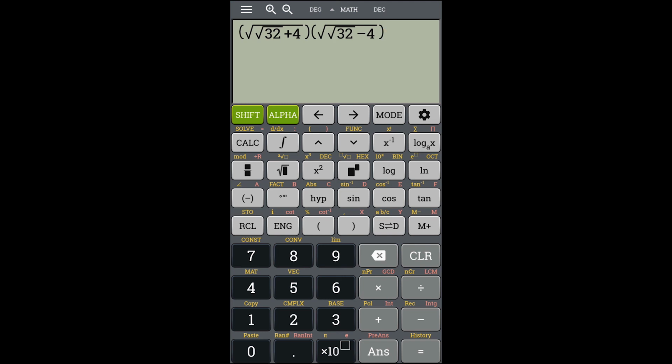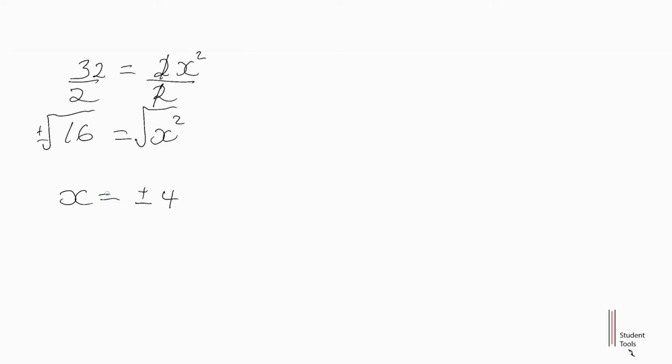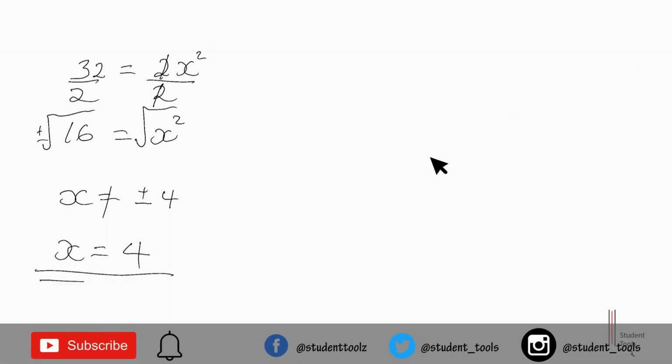Because we substituted with a 4, a positive 4, we are supposed to get an answer of positive 4. So let us see what we get. We're getting a 4. So that means x is only equal to a positive 4. So x is equal to a positive 4. So this is our final answer.